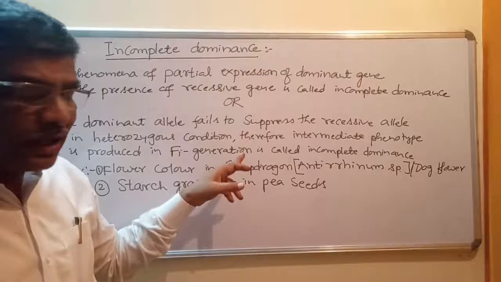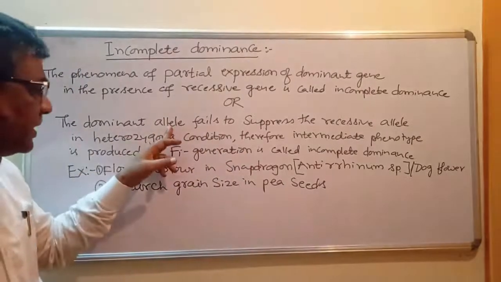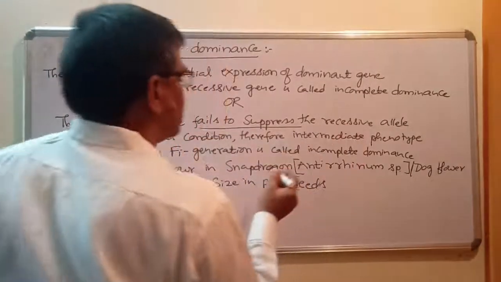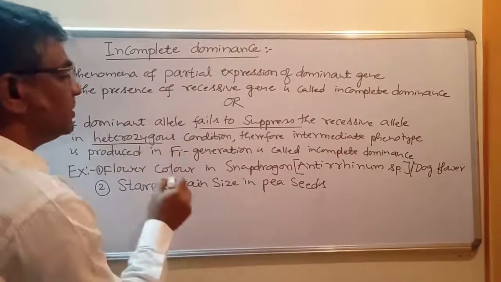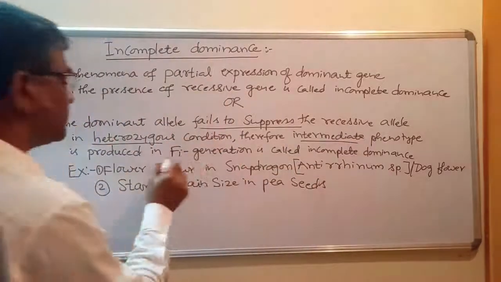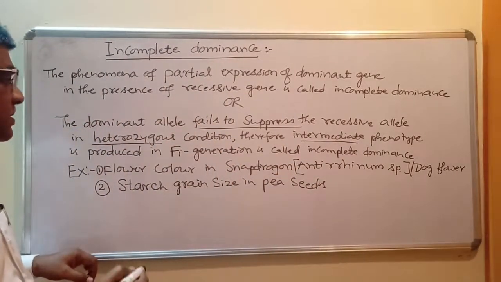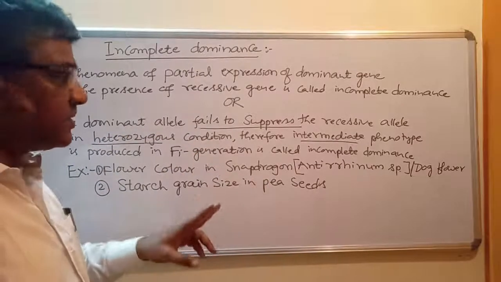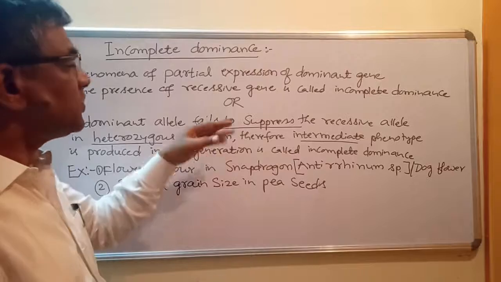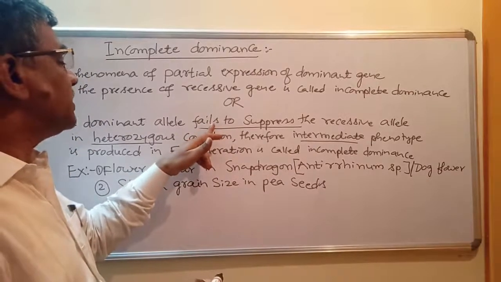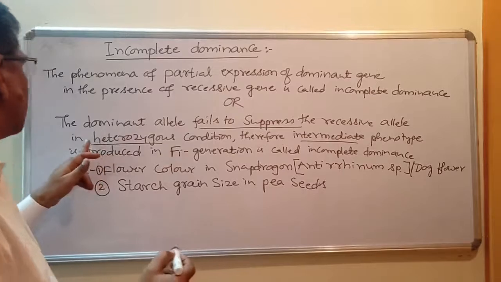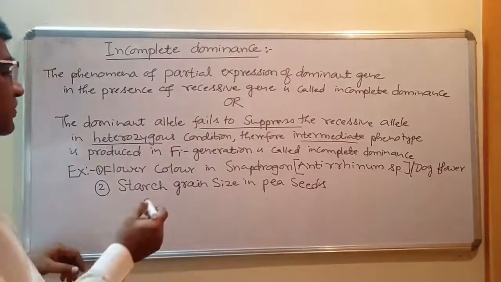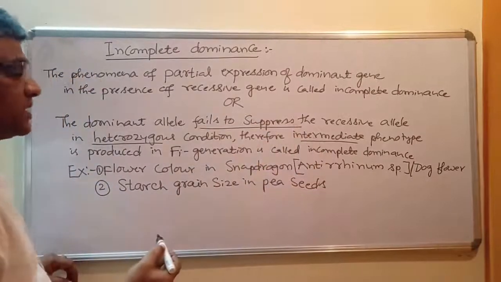You can define it in another way also: the dominant allele fails to suppress the recessive gene in a heterozygous condition. Therefore an intermediate phenotype is produced in the F1 generation, which is called incomplete dominance. Here, two alleles are present, one a dominant allele and the other a recessive allele. The dominant allele should suppress the recessive allele, but here it fails to suppress it completely in the heterozygous condition. Therefore, in the F1 generation, an intermediate phenotype is produced, and this phenomenon is known as incomplete dominance.